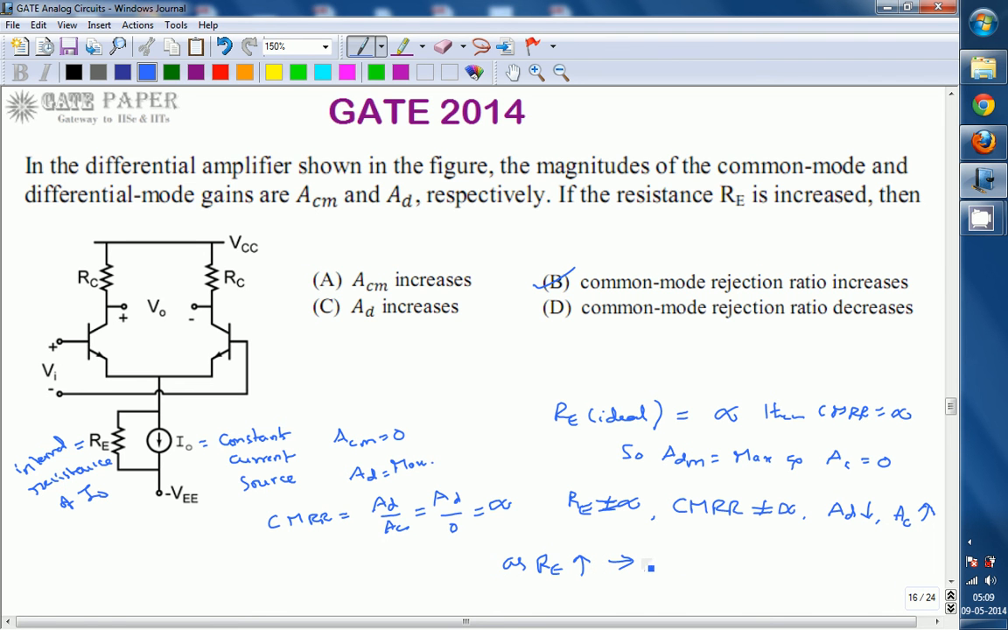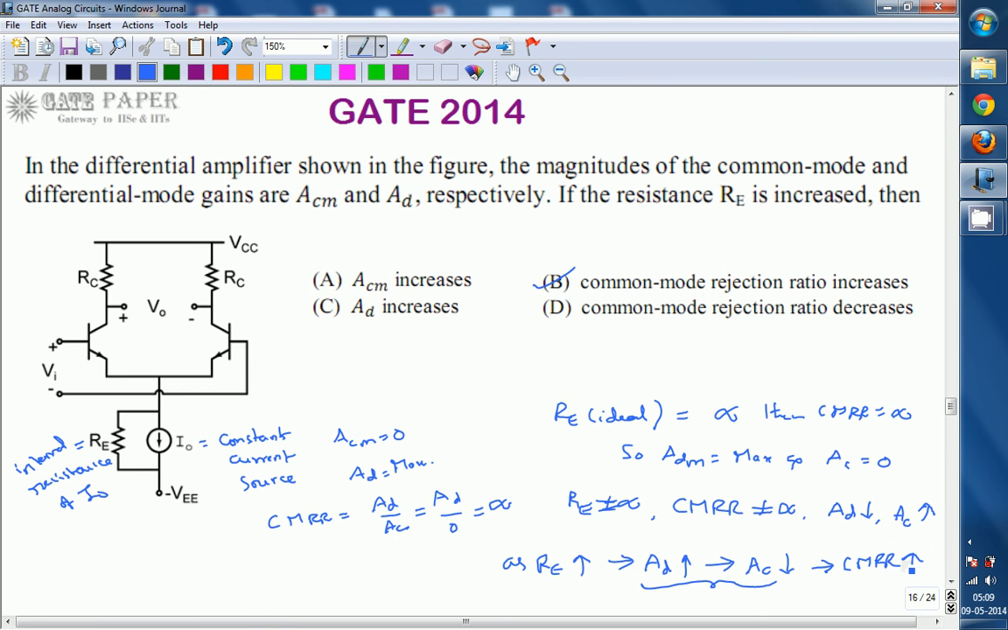Whenever you are increasing RE, AD increases and ACM reduces, so that we can say CMRR increases towards infinite. Whenever RE becomes infinite, CMRR becomes infinite. So as the resistance RE increases, AD increases, ACM decreases, and CMRR increases. Because of both things, AD increasing and ACM reducing, CMRR increases.